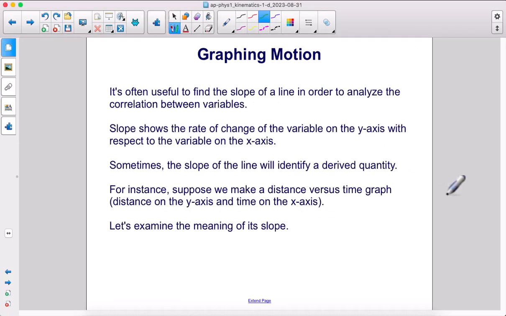It's often useful to find the slope of a line in order to analyze the correlation between variables. Slope shows the rate of change of the variable on the y-axis with respect to the variable on the x-axis. Sometimes the slope of the line will identify a derived quantity. For instance, suppose we make a distance versus time graph, distance on the y-axis and time on the x-axis. Let's examine the meaning of its slope.